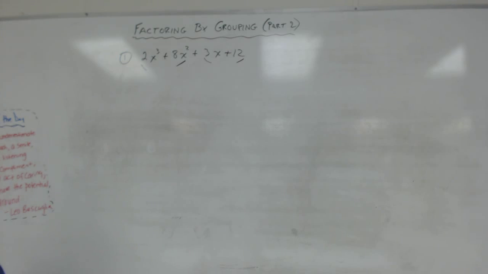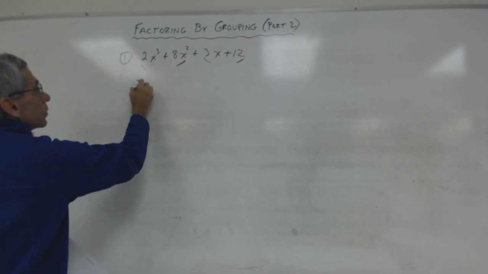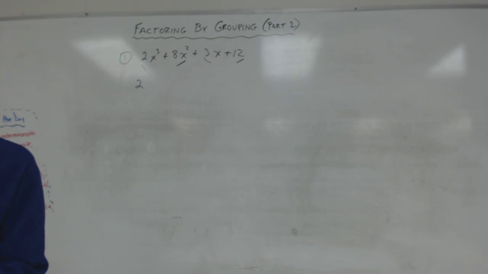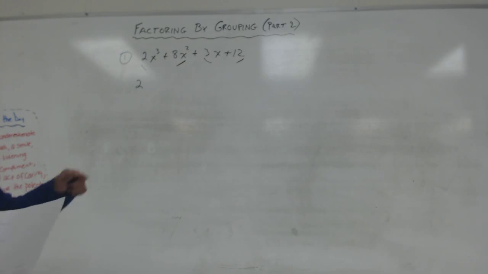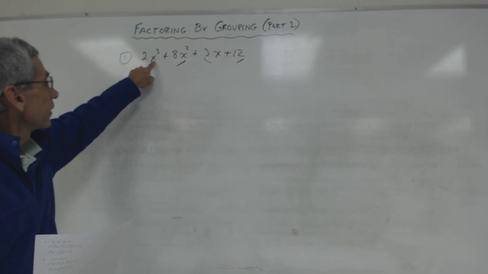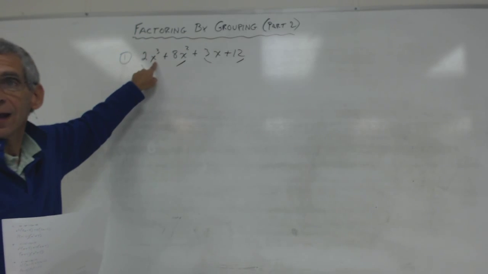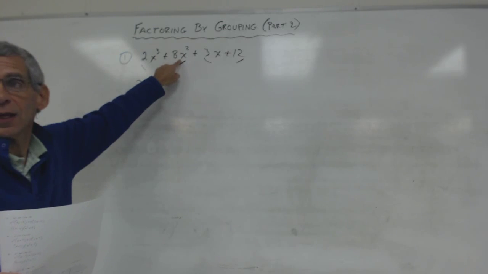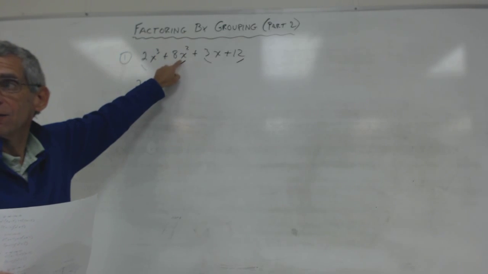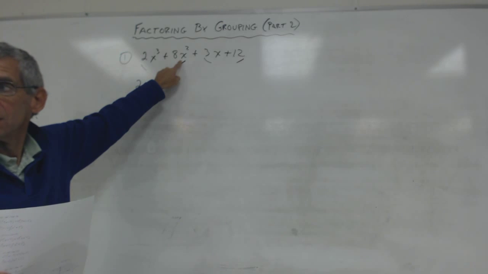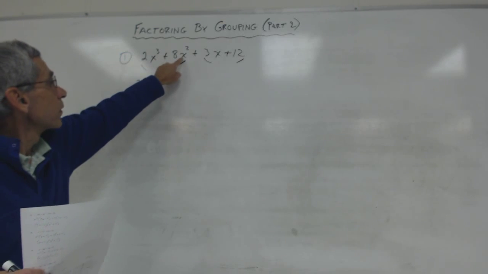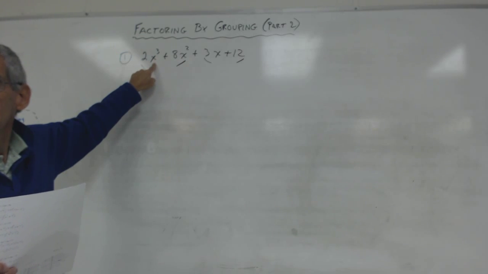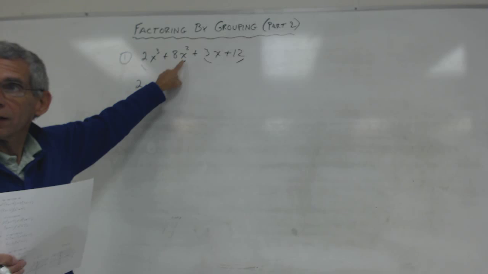What's my greatest common factor? 2. 2, and what else? x squared. It's got to be x cubed or x squared. It's got to be the smaller one, right? Think about it. This has 2 x's in it. X squared times x, right? This is x times x times x. This is x times x. I can't take 3 x's out of this. There's not 3 x's to take out of it. So I have to choose, but I can take 2 out of this, and I can take 2 out of this, right? So you always choose the one with the smaller exponent.